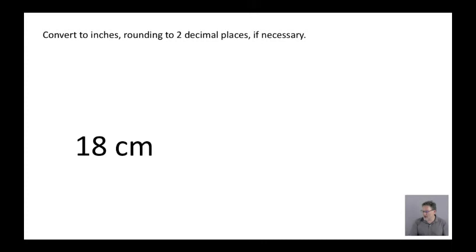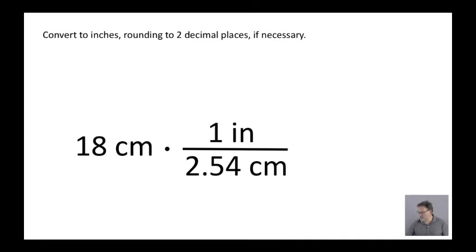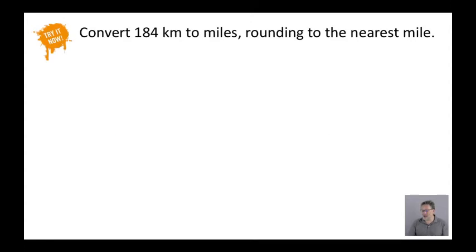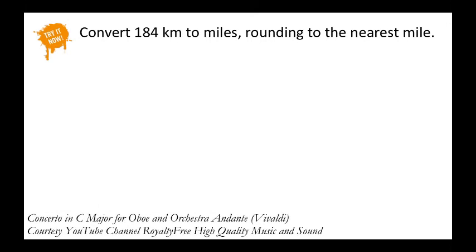But right now, we are converting centimeters to inches, rounding to 2 decimal places. So we're using the conversion fraction here. 1 inch is the same thing as 2.54 centimeters. Centimeters is in the denominator, and our result is 7.09 inches. You can see there we are rounding to the nearest hundredth of an inch. So take some time to do this one here. Convert 184 kilometers to miles, rounding to the nearest mile. Take some time for that.